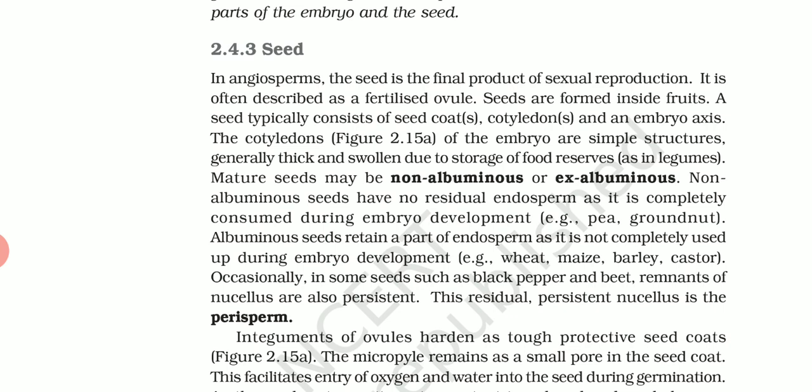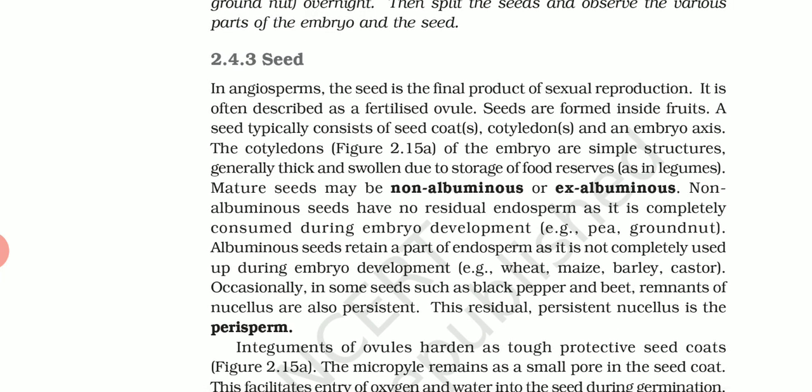And usually the seed has three parts. Okay, what are those parts of the seed? First of all, we have the seed coat. Secondly, we have the cotyledon, which may be one or two, and also we have an embryonal axis or embryo axis.